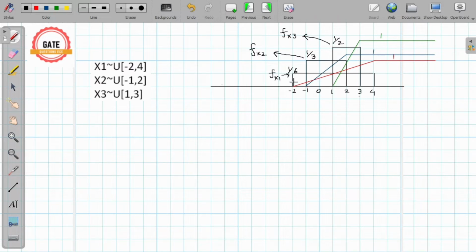If we integrate these PDFs, we will get the CDF of x1, CDF of x2, and CDF of x3. So I have plotted here the CDFs of x1, x2 and x3. This red curve denotes the CDF of x1, this blue line indicates the CDF of x2, and this green line indicates the CDF of x3.